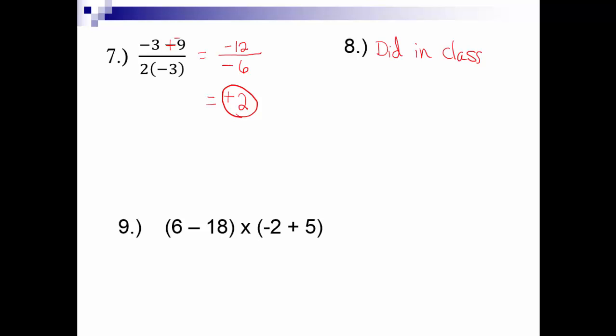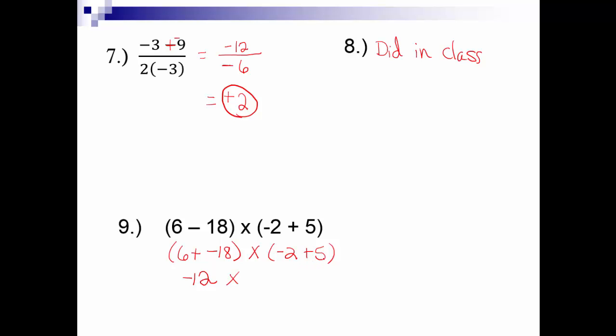Number 9, we're going to have to work within parentheses first. 6 minus 18 is the same as 6 plus a negative 18, times, and then our second set of parentheses is negative 2 plus 5. If I work out the first set of parentheses, signs are different. I'll find the difference. The difference between 18 and 6 is 12. What do I have more of? I have more negatives, so that's negative 12, times.